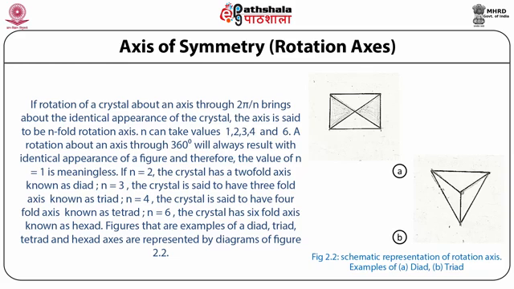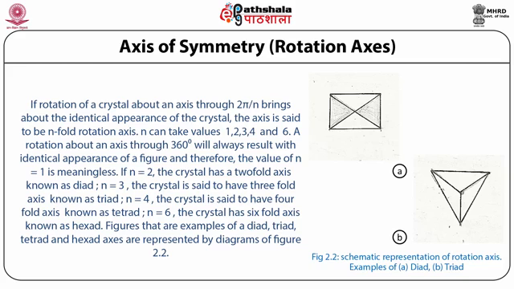If n is equal to 2, the crystal has a 2-fold axis known as dyad. If n is equal to 3, the crystal is said to have a 3-fold axis known as triad. If n is 4, the crystal is said to have a 4-fold axis known as tetrad. If n is 6, the crystal has a 6-fold axis known as hexad.